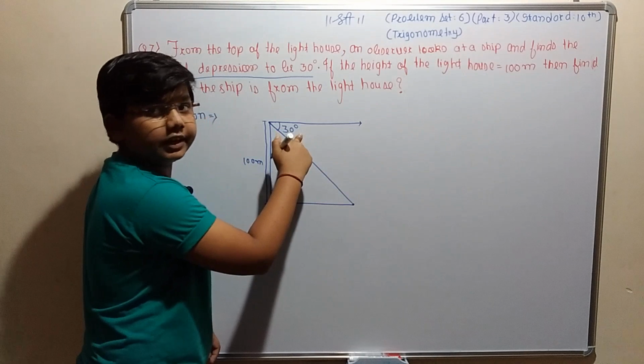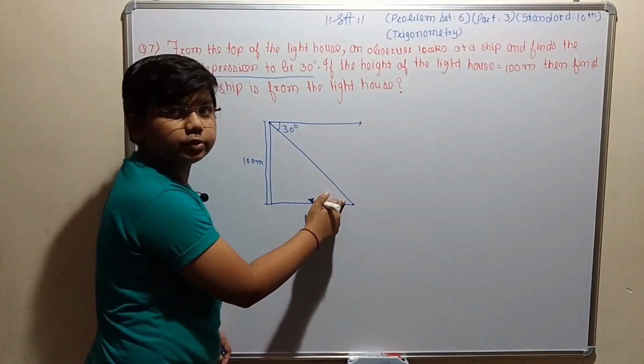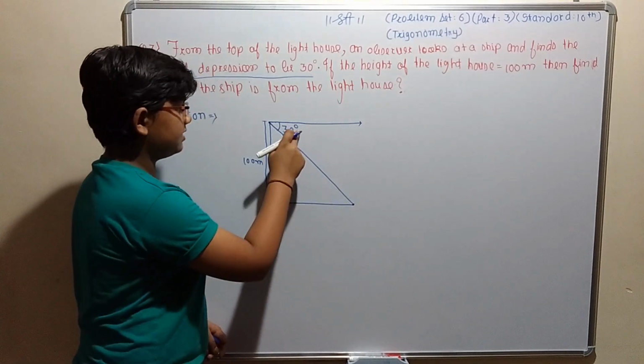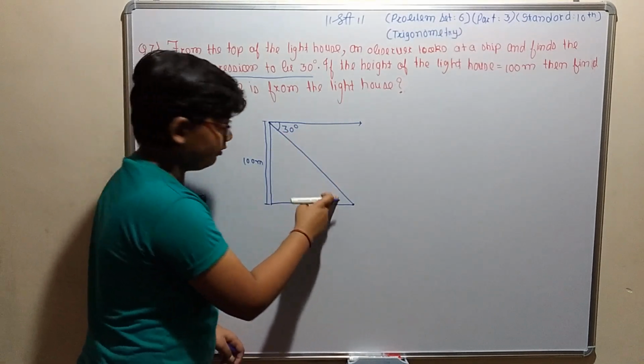When this angle is 30 degrees, we can already say that this angle equals 30 degrees. Why? Because these two are parallel lines. Consider this as a transversal. So we can say that this angle will be equal to this angle. So it will be 30 degrees.